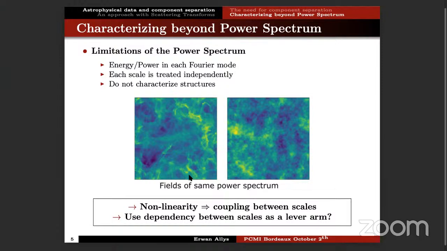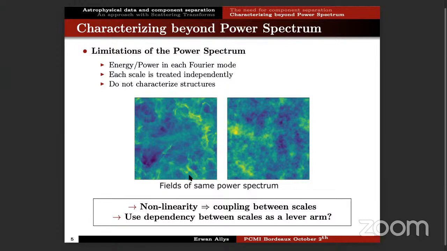Typically in turbulence, you know that you have your V grad V term, and it will couple the different scales, which means that there will be some kind of interaction, some kind of statistical dependencies. And the idea is, how can we use these dependencies between the different scales as a lever arm to make the component separation? That's a different way of formulating the problem of how to use morphological information.